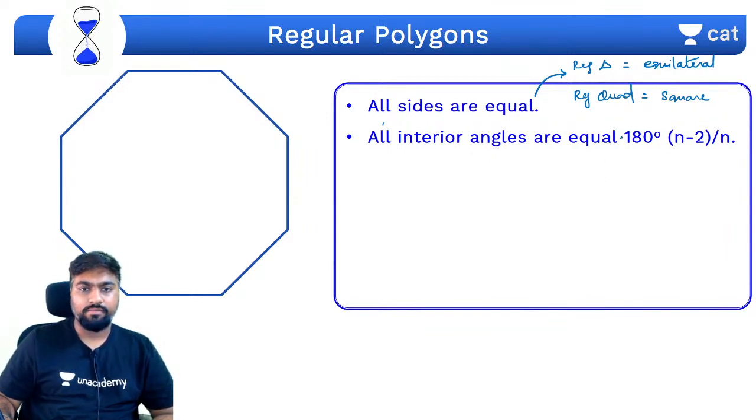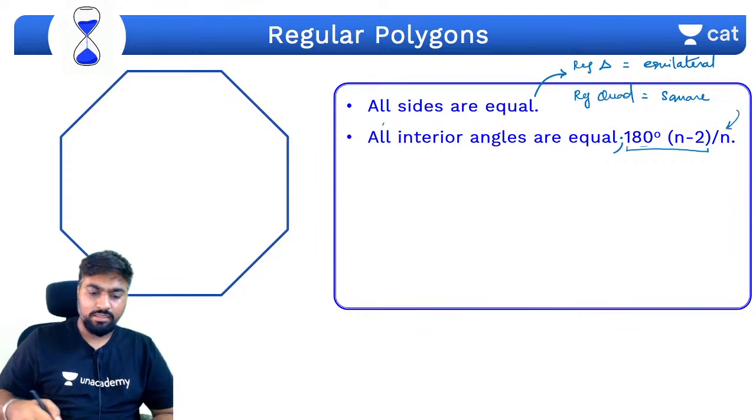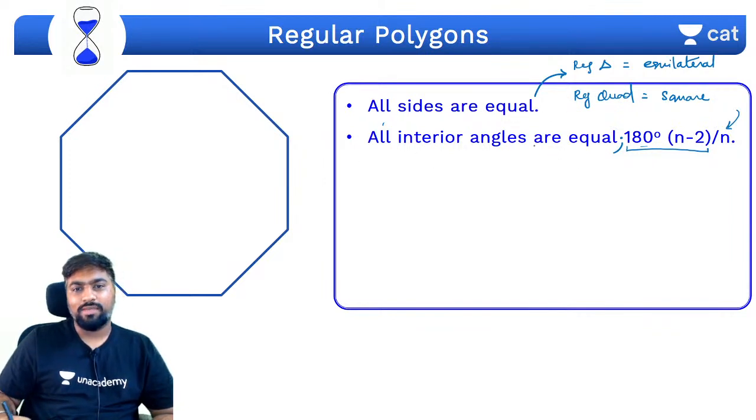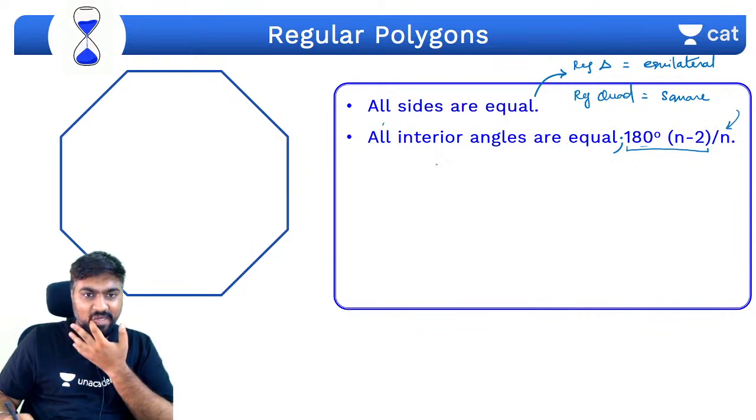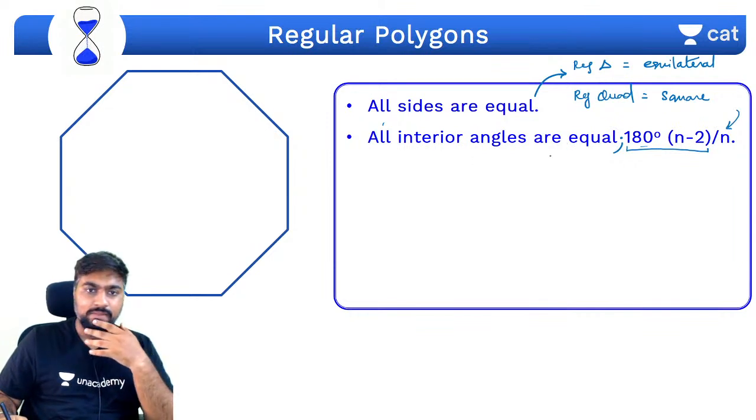Getting it? Equal to what? 180 into n minus 2 by n. Yes, 180 into n minus 2 is the sum of all the angles. When I divide by n, I'll get each angle. Parul, a rhombus has equal sides, but all the interior angles should also be equal. Got it? All the interior angles must also be equal.